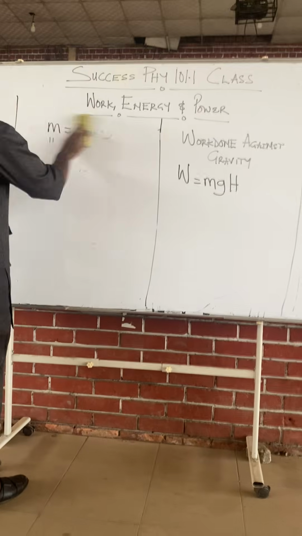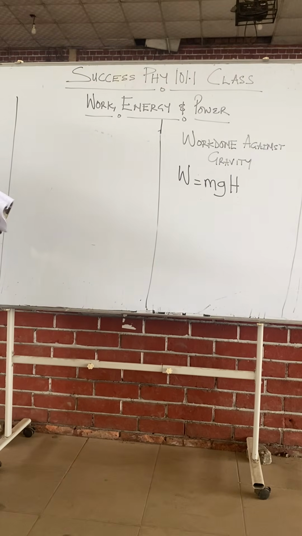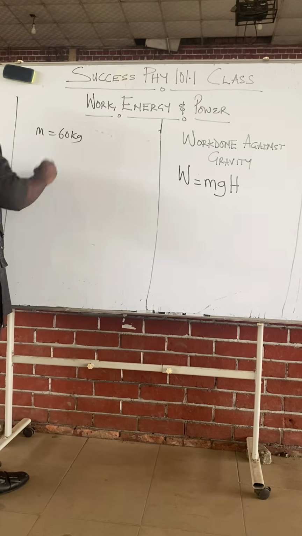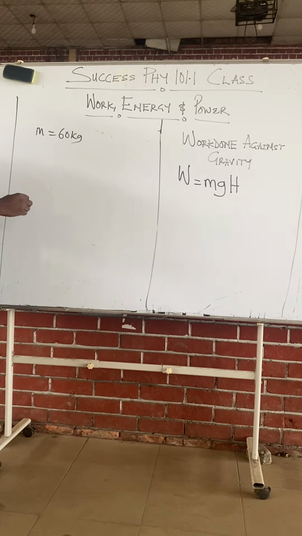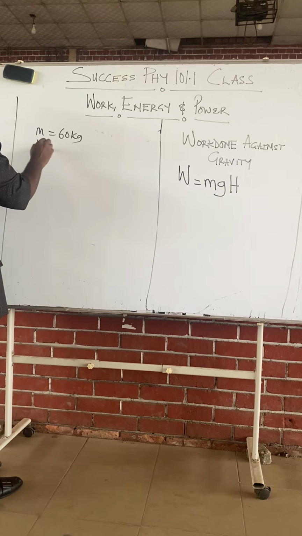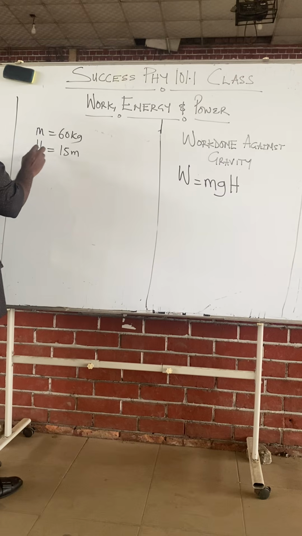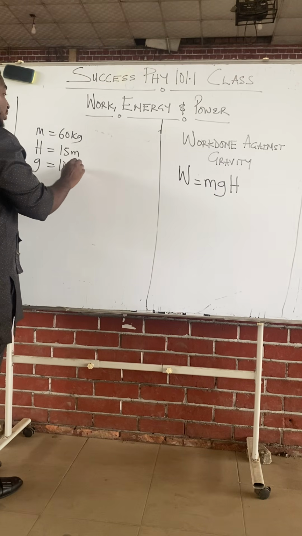Let's now solve the questions we've been given. Claire, what's the first question? A man of mass 60 kg walks up a flight of stairs of height 15 m. How much work is done against the force of gravity? Take g as 10 meters per second squared.